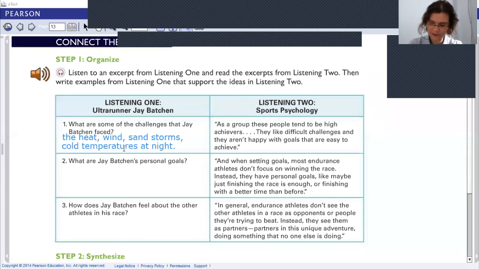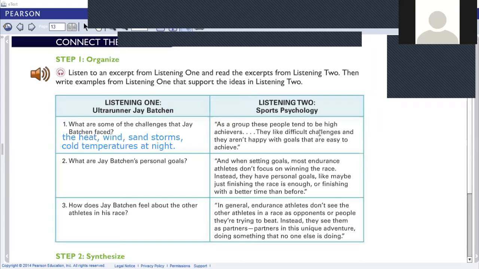Who can tell me? Can I ask Ivana? Ivana, hi, good morning. Could you tell me how number 1, the first one, from listening 1, how these facts, these examples are related with the points that are mentioned in listening 2?